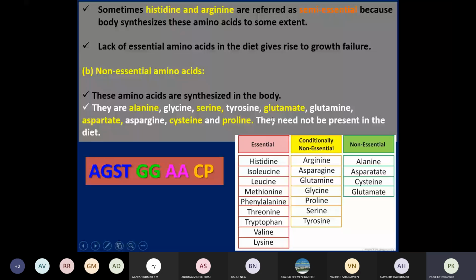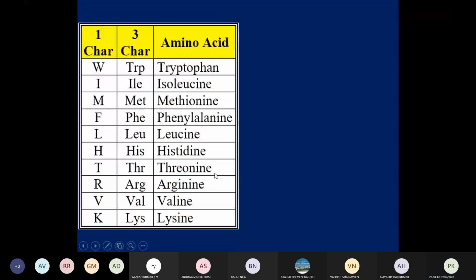They are synthesized in the body, and you can also see the way to remember: AGST, GG, AA, CP. So alanine, glycine, serine, tyrosine, glutamate and glutamic acid, glutamine, aspartic acid, asparagine, cysteine, and proline. These are non-essential amino acids.